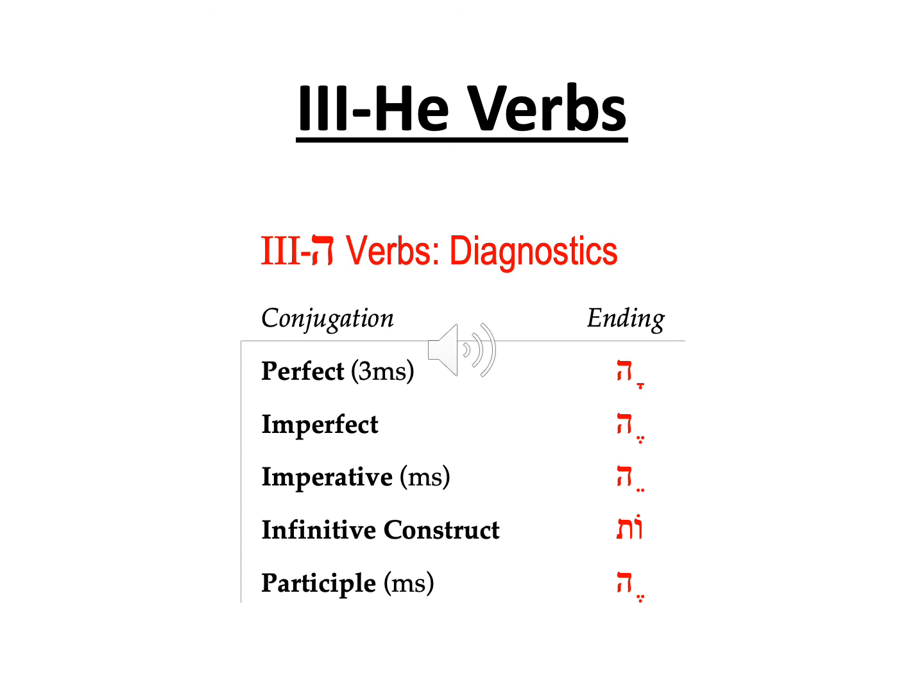Keeping in mind you are going to see this chart in every single stem we cover. Perfect always ends in qamets he. Imperfect always ends in segol he. Imperative always ends in tsere he. Infinitive construct always ends in holam vav tav. And the participle always ends in segol he.